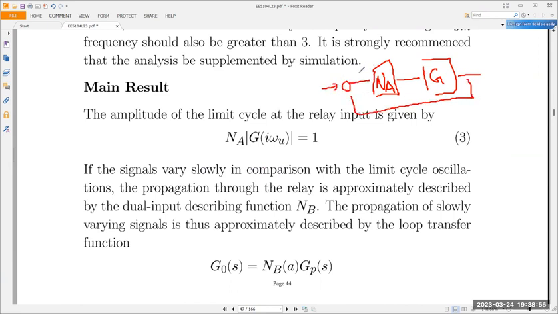I say this many times, then you have this sine wave. If you have a relay, you will have sine wave oscillation. And I say this many times, N times G must appear to be -1. So this is one of the results. This we have done before.